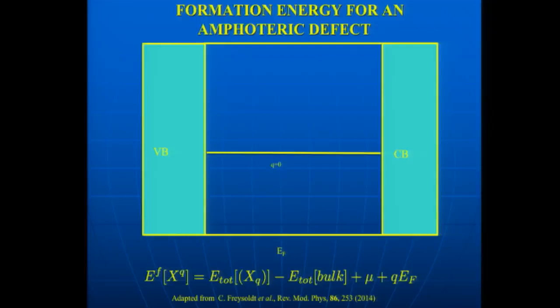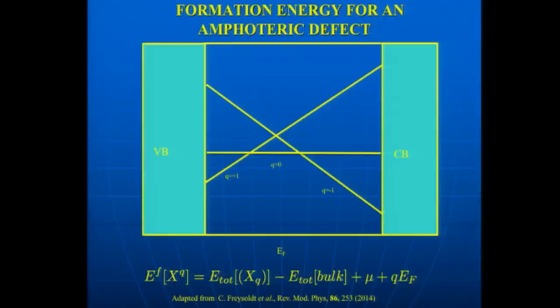If you, in fact, look at the creation of a negatively charged defect state, the formation energy is linear in the Fermi level, and it has a positive slope, and you can imagine a case where your defect has the ability to have a negative charge state. So for an amphoteric defect, you have the ability of existing in three different states, Q equals 1, Q equals minus 1, Q equals 0.